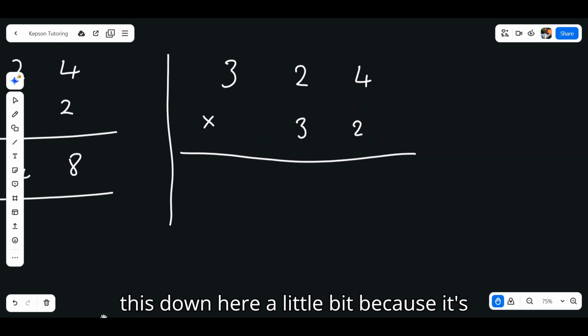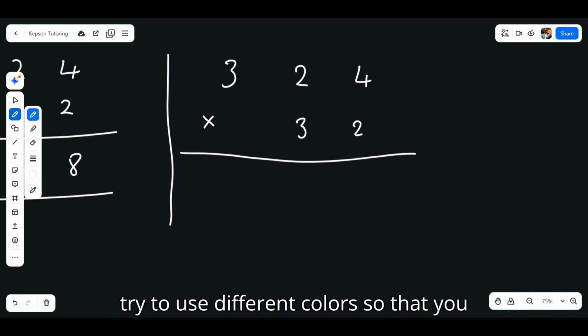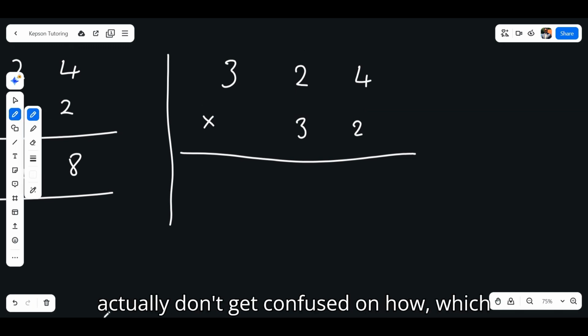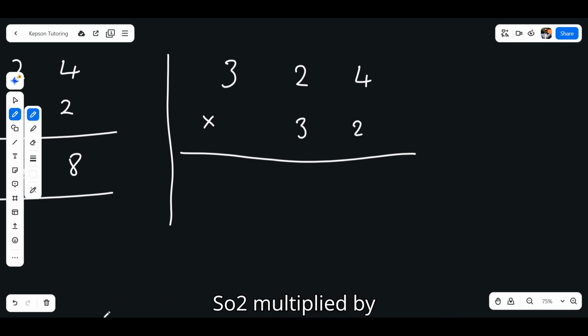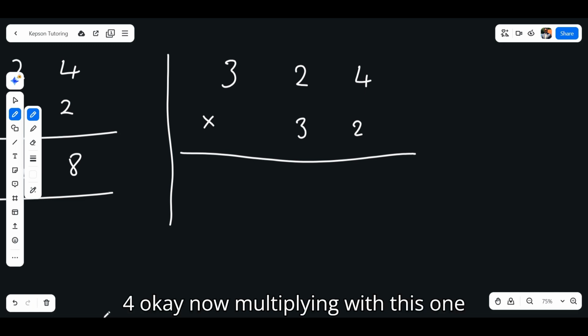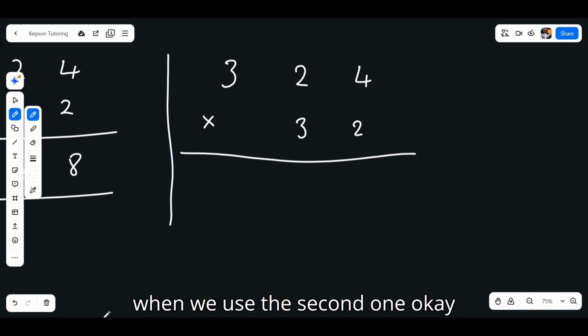Let me put this down here a little bit because it's going to get a bit messy. I'm going to try to use different colors so that you don't get confused on which number went to where and how. All right. So 2 multiplied by 4. Now, multiplying with this one for the first time is going to be easy, but it's going to get a little bit tricky when we use the second one.